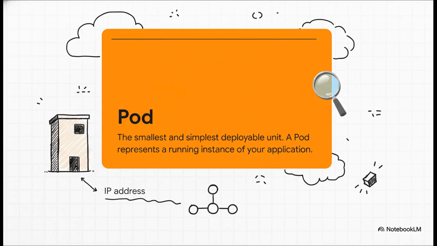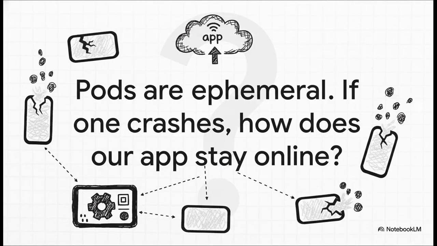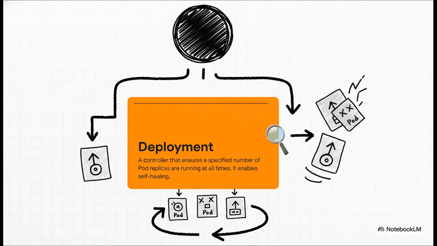But, and this is a big but, pods are designed to be temporary. They can crash or get deleted at any moment. And that brings us to a really important question. If these pods can just vanish into thin air, how on earth do you build a reliable app? You can't have your entire application go down just because one little pod had a bad day. We need someone in charge. We need a manager. And that manager is called a deployment.